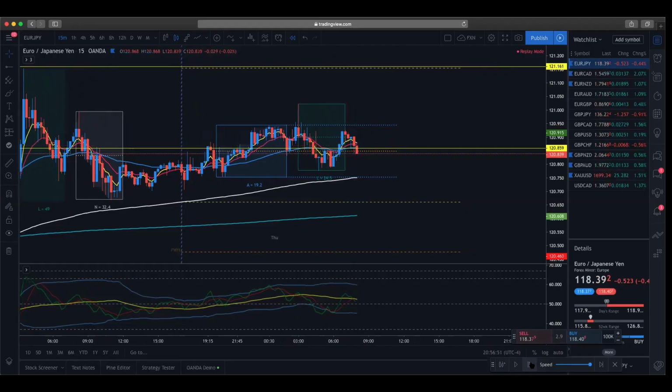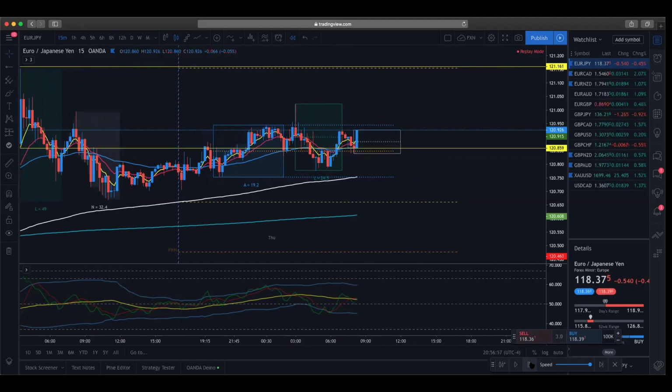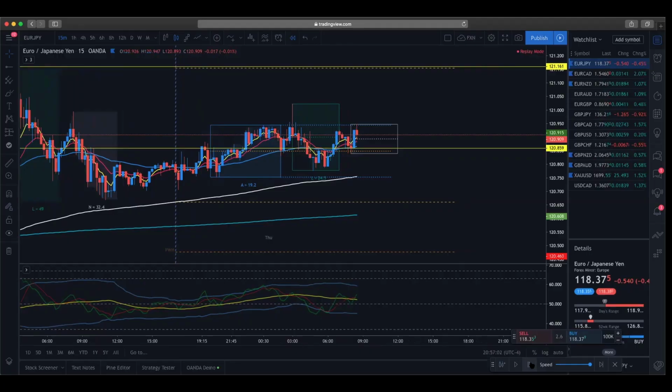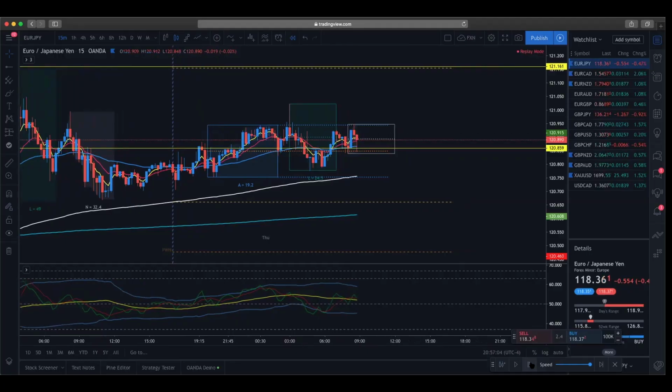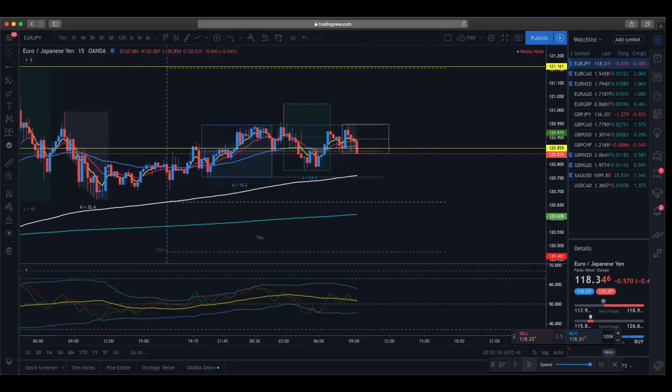There's the key right there. What's going to happen during the New York session? Let's see. Here comes the second leg down. Okay. I think whatever candle breaks this middle of the range here, you should expect that to be the move. Right there. That's it.